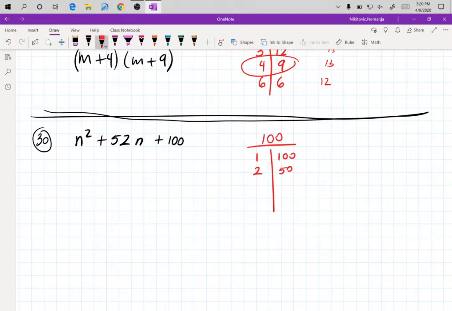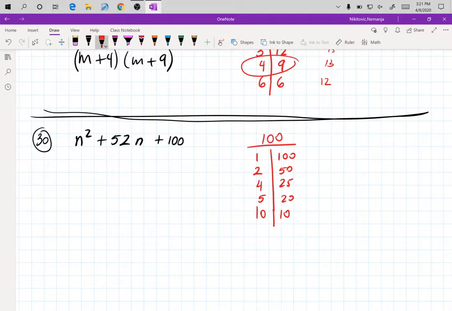2 and 50. 3 doesn't work. 4 and 25. 5 and 20. 6, 7, 8, and then 10 and 10. That's it. These are all factors of 100. Nothing else divides 100. You have divided by 1, 2, 4, 5, and then 10. When the numbers are the same, you don't have to go past that, because if you try 11, 12, 13, 14, 15, the next one is 20, but you already have 20. So we don't need to go any further.